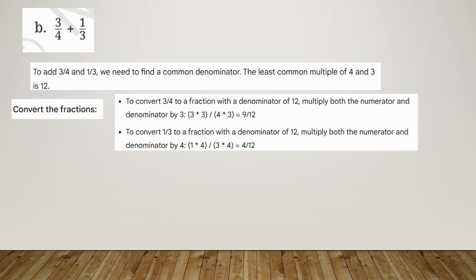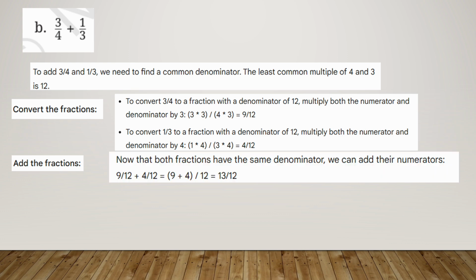Then to convert 1 by 3 to a fraction with a denominator of 12, multiply both the numerator and denominator by 4. 1 into 4 is 4, 3 into 4 is 12. So, 1 by 3 becomes 4 by 12. So, now we got equivalent fractions. Next step is we have to add the fractions.